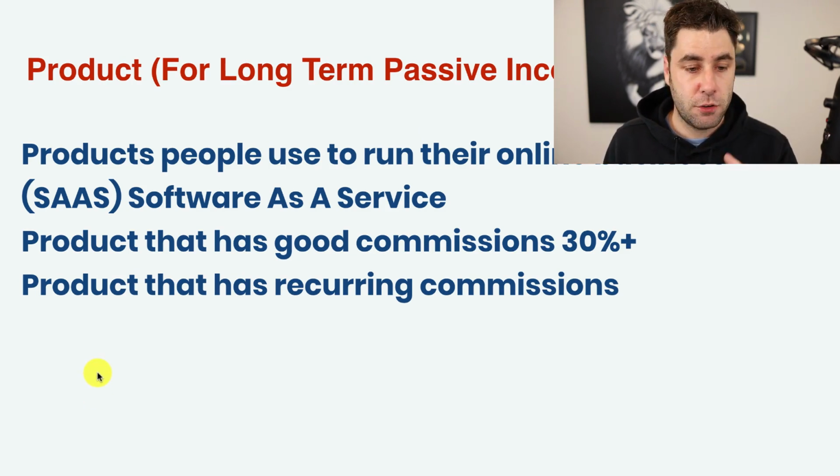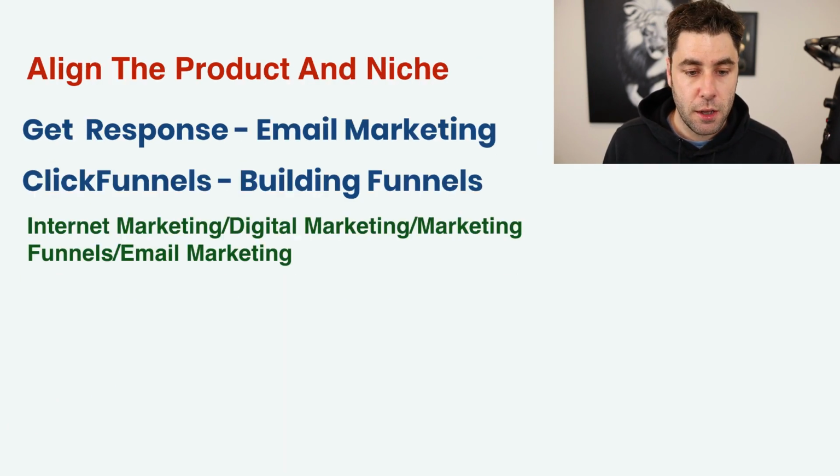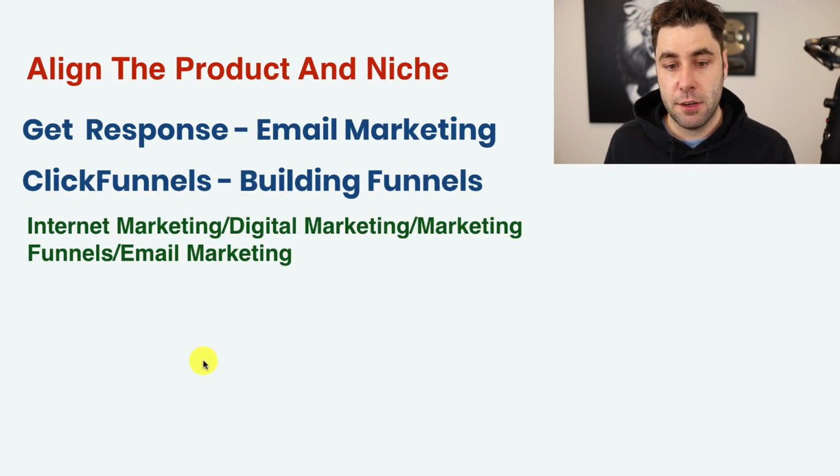So you've found a product. You might promote GetResponse, ClickFunnels, a web hosting service or something like that. We're not talking about Amazon or anything in this video. They have really low commissions. But you need to align the product and the niche.